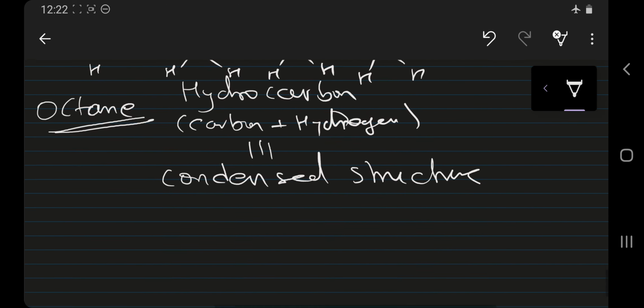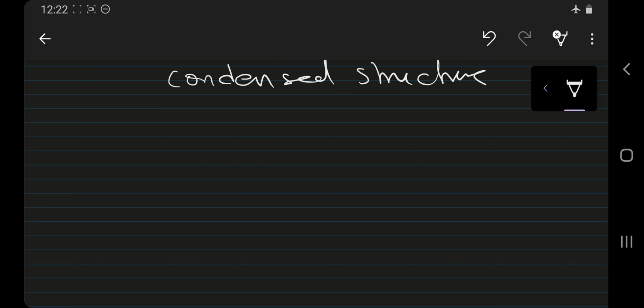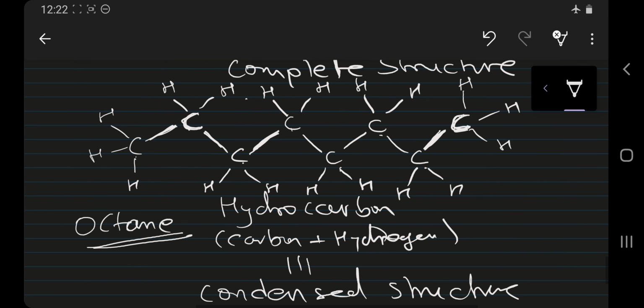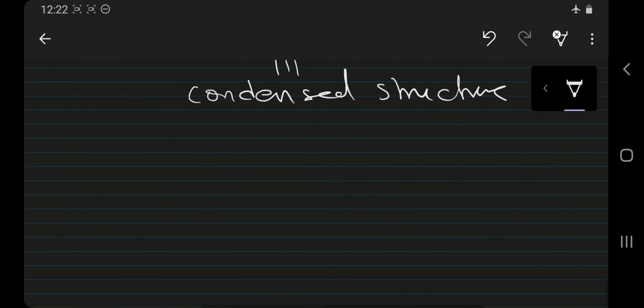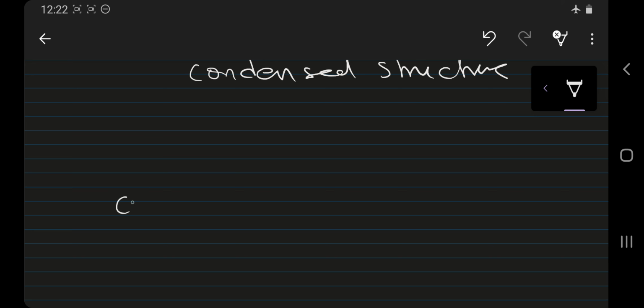Now this complete structure can be condensed into a different structure in terms of drawing only. It will be the same as the molecule above but represented differently. Then can you understand this structure?